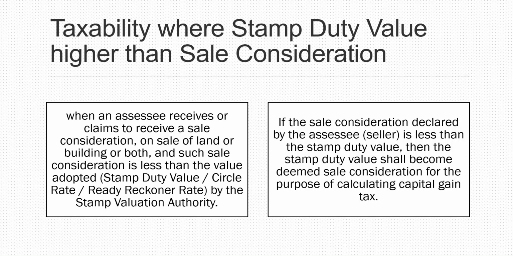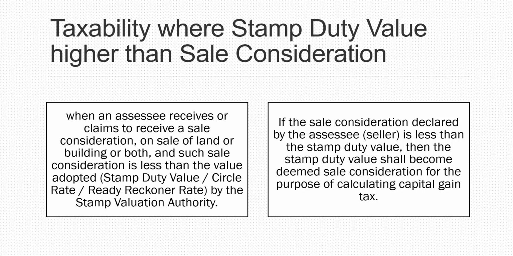Suppose you are declaring a lower value and the stamp duty says this property is worth 1 crore, and you made the deal for only 80 lakh rupees. Then they will say that 1 crore will be used for the calculation for income tax purposes for paying the capital gain. Even for stamp duty you have to pay on 1 crore. For income tax also, you are supposed to pay tax on 1 crore, which is the stamp duty value, and not the value which actually happened in the deal. Yes, we are coming to that now.